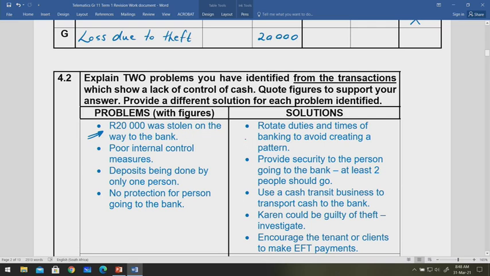Solutions: rotation of duties and times of banking, so that there won't be a pattern that somebody can see every day, at a certain time, a certain person is leaving the business, going to the bank to do deposits. You can provide security to the person going to the bank, so that you at least have two people, not only one. You can also use a cash transit business to transport the cash to the bank. This is expensive, but it is a possible solution.